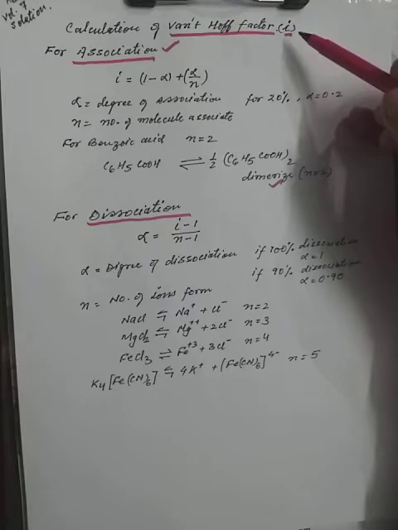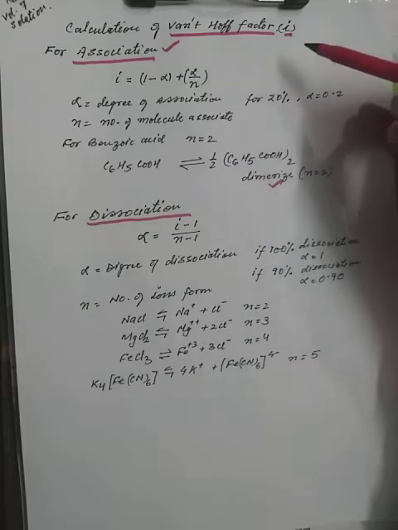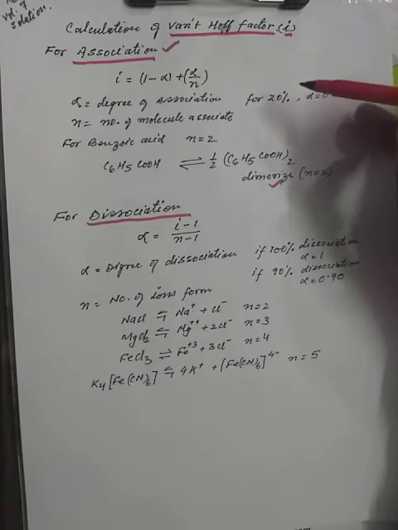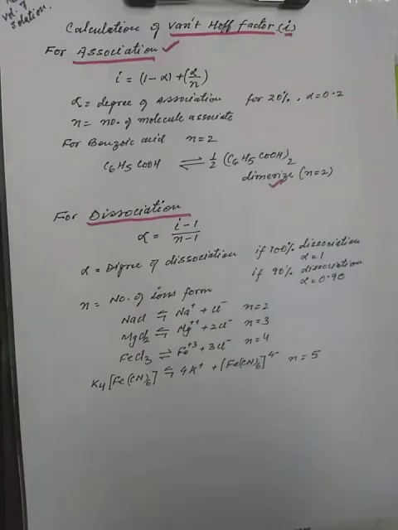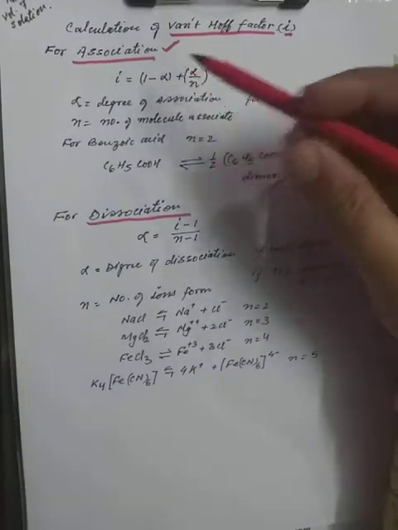Van't Hoff factor will be useful, will be important, because if the value of i is put into all 4 formulas of colligative property, the abnormal molecular mass becomes normal.